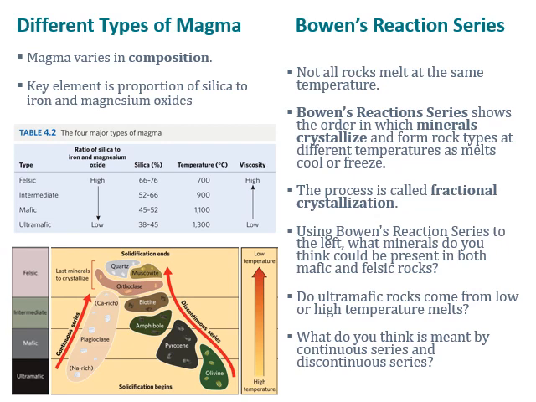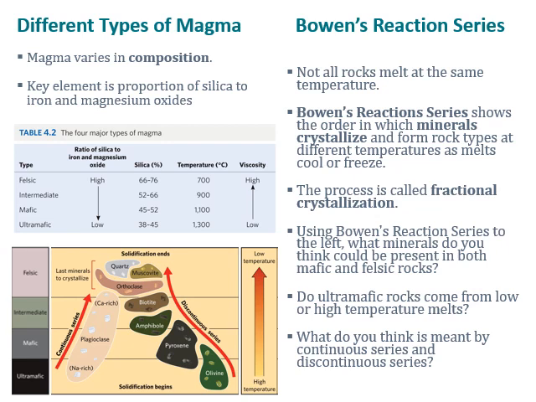So another important way to think about these different types of magma in terms of their composition is their mineralogy. And Bowen's reaction series is the best way to illustrate this. So because not all rocks melt at the same temperature, Bowen's reaction series shows us the order in which minerals crystallize and form rocks at the different temperatures. And this process of crystallization or freezing of minerals in rocks at different temperature steps is called fractional crystallization.